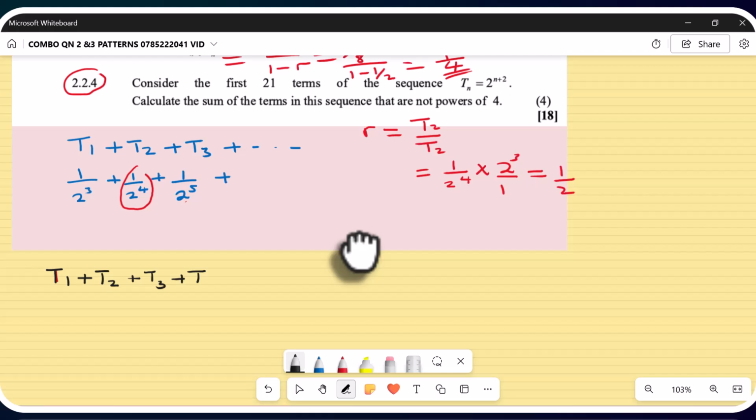So what's n plus 1? 11. So my n, the number of terms, is 11. 11 terms. Now that I know the number of terms, I'm talking about geometric. How do you find the sum of geometrics? Sn equals A into 1 minus common ratio power n, divided by 1 minus common ratio.